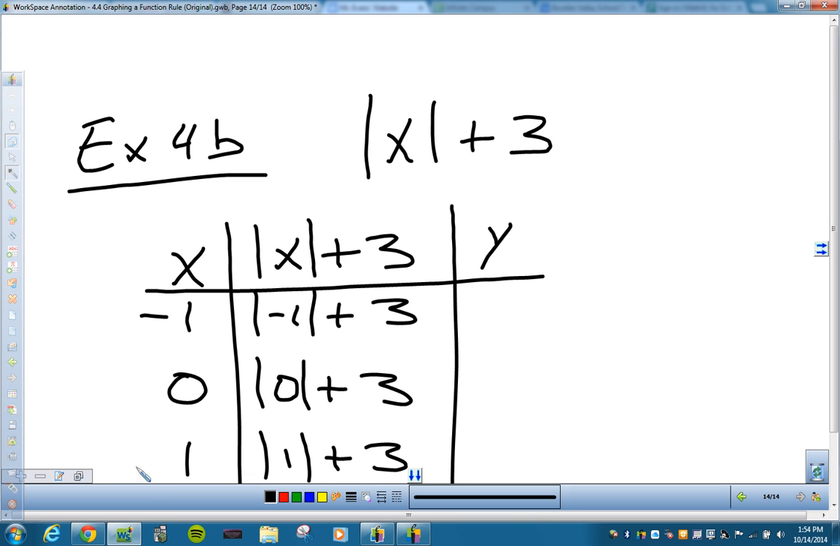So, absolute value of -1 is what, Jordan? Absolute value of -1. No? Absolute value always makes the number positive. So absolute value of -1 is 1. 1 plus 3 is 4. Absolute value of 0 is 0, plus 3 is 3. What do you think this number is going to be? 4. So absolute value of 1 is 1. Absolute value is always positive.